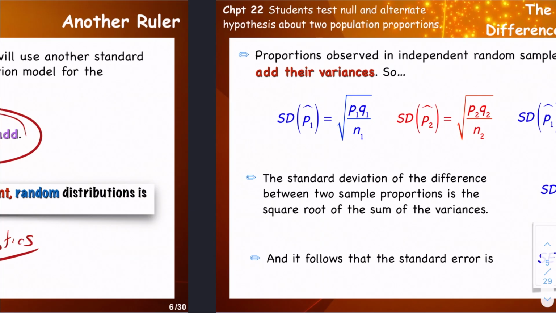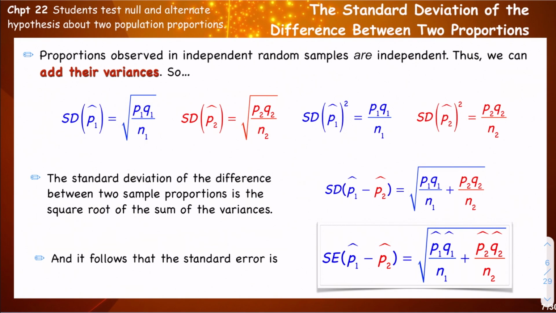So what we will do to find that standard deviation: the proportions observed in independent random samples are independent, thus we can add their variances. Sorry, I needed to add that caveat. So we take the standard deviation for our sample proportion 1, the square root of p1q1 over n1. We take our standard deviation for our sample proportion 2, which is the square root of p2q2 over n2. So we square both of those. These are the variances.